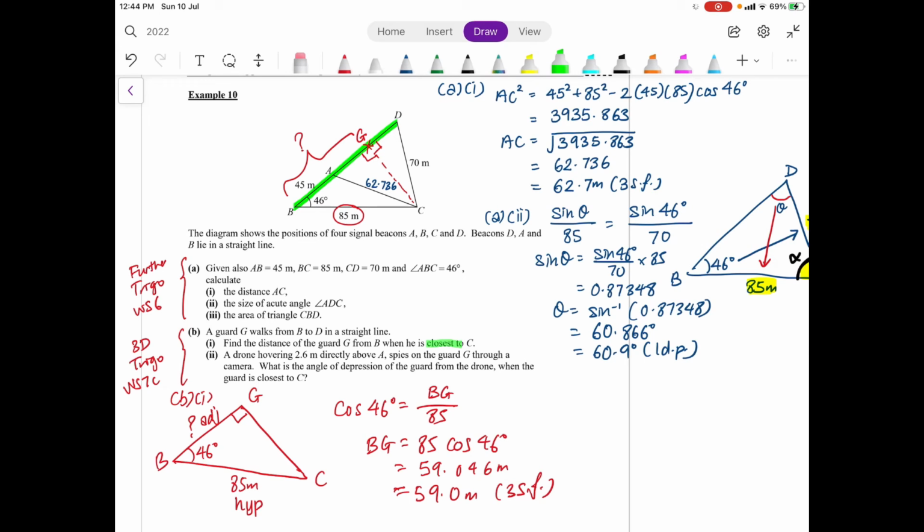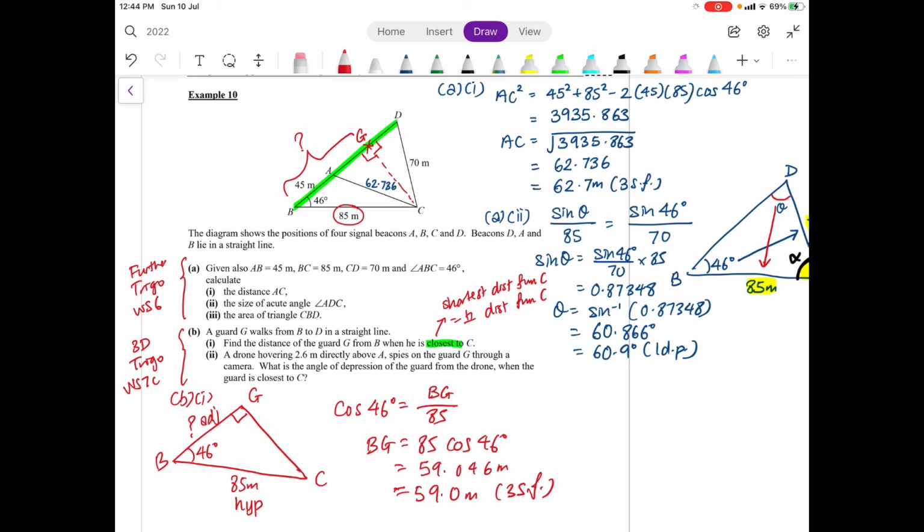So again, let me repeat. When they say closest to C, it simply means shortest distance from C, which means perpendicular distance from C.